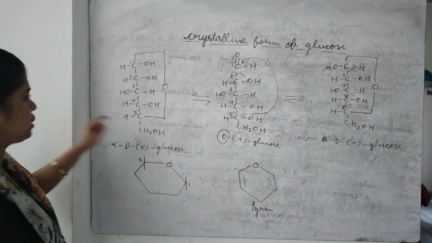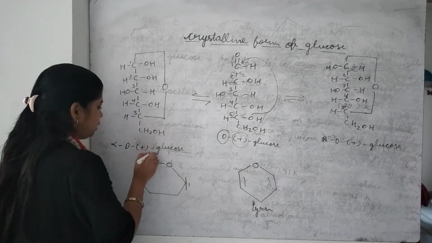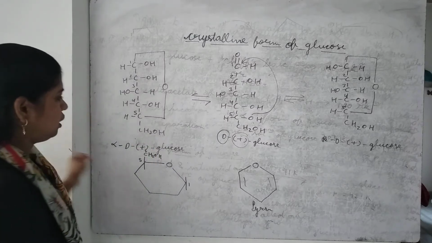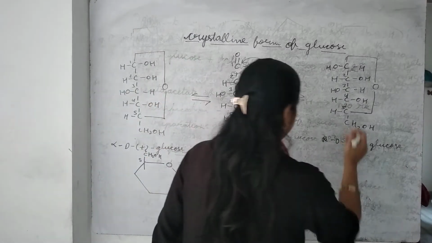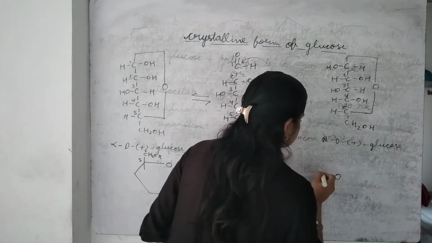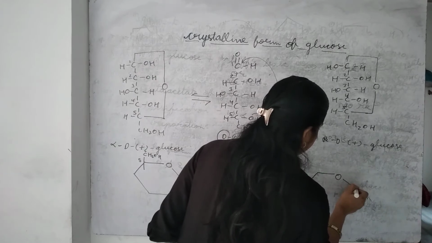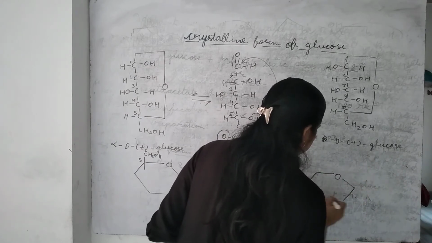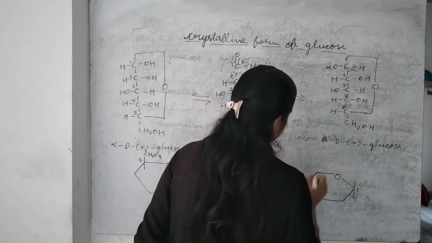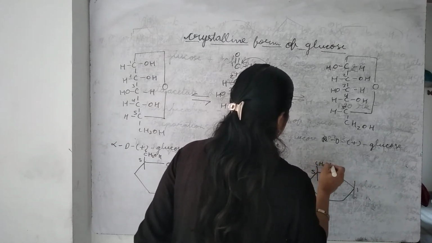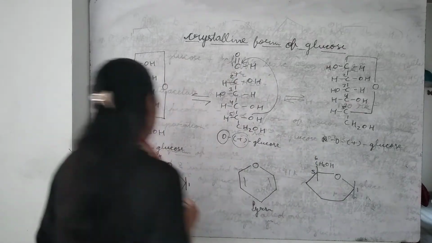Fifth carbon atom is bonded to sixth carbon atom, so CH2OH. This is sixth carbon atom. And same thing in case of beta-D glucose also, this is oxygen. It is bonded to 5 carbon atoms. Again, here this is first carbon atom, this is fifth one, and here this is sixth carbon atom.